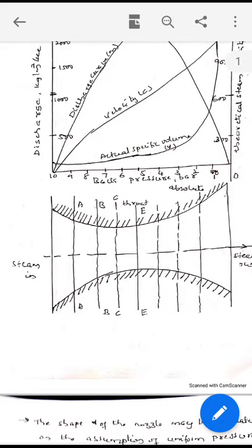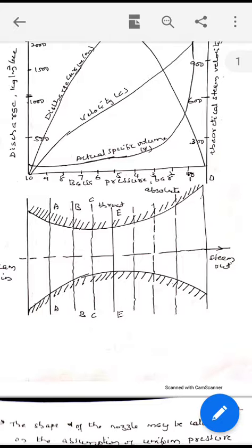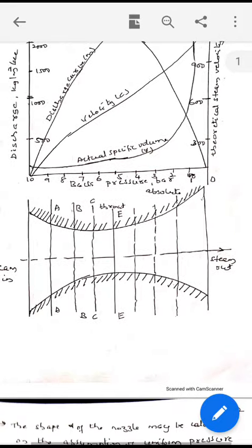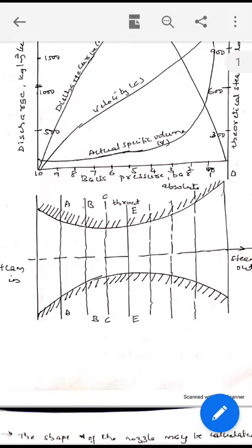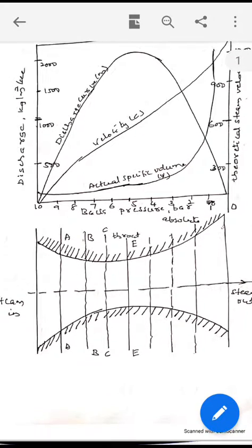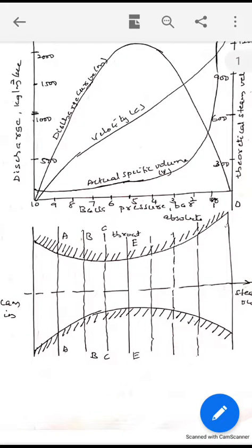The initial pressure of the steam is say 10 bar and the final back pressure of the steam is 1 bar. The expansion of steam takes place from 10 bar to 1 bar. Now we want to find out what the shape of the nozzle is for getting uniform pressure drop throughout the nozzle.